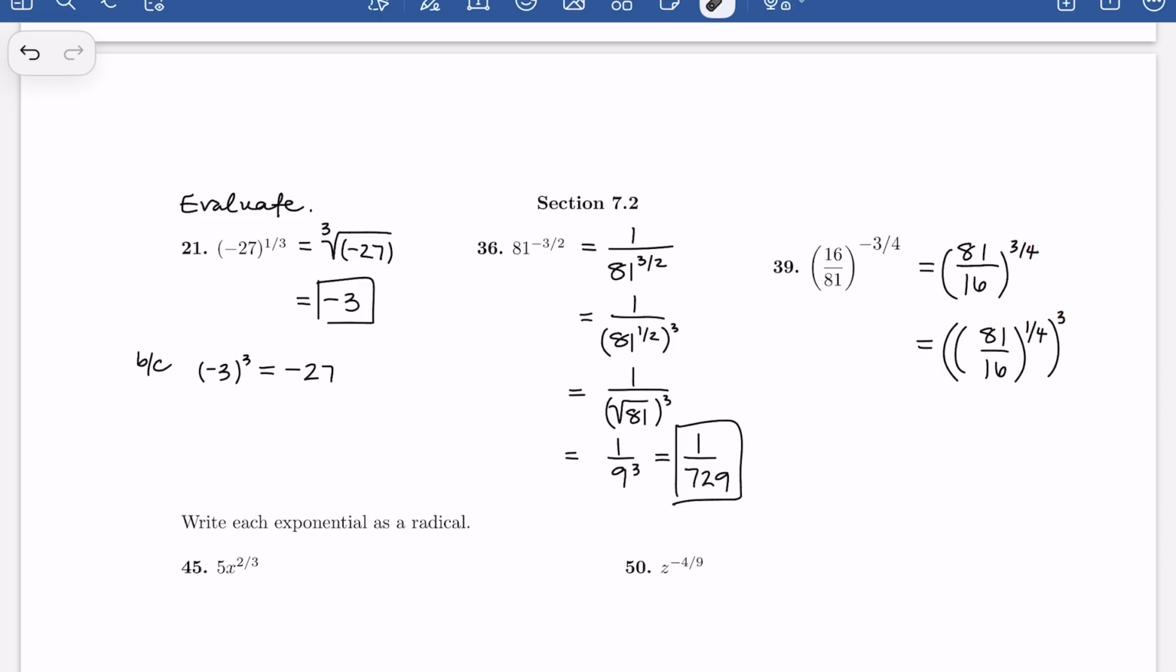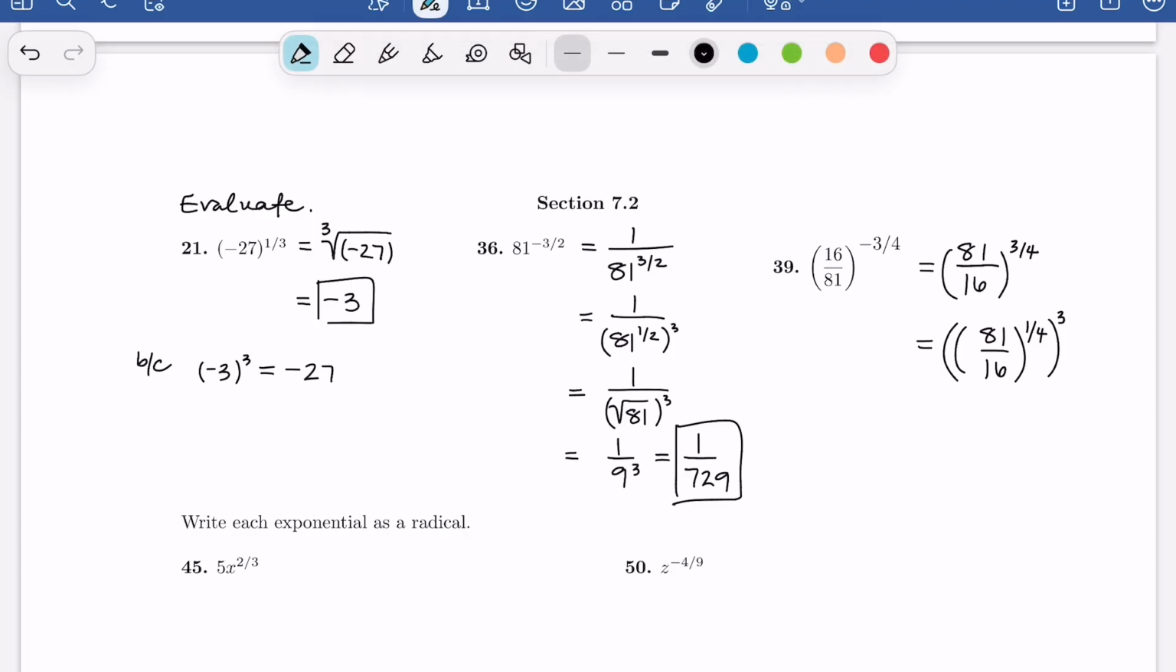Like I said, 81 and 16 look like nice numbers. It looks like we might be able to take this to the 1/4 power, or take the fourth root of them. So let's go ahead and try that and then cube it. This is the same thing as the fourth root of 81 over 16. The fourth root of 81 is going to give us 3, because 3 to the fourth power gives me 81. And 16 raised to the 1/4 power is the same as the fourth root of 16, which gives me 2, since 2 to the fourth power gives me 16.